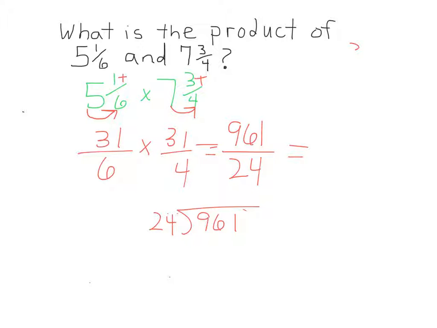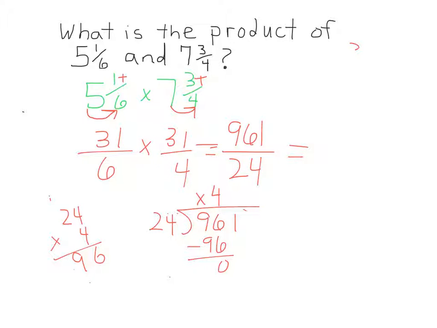So 24 into 96, let me think. I know 25 times 4 is 100, and 96 is close to 100, and 24 is a little less, so I'm going to try 4. So I'm going to try on this side to see. 4 times 4 is 16, 4 times 2 is 8, 9, 96. Oh, it's exactly it. So I know that 24 does not go into 9, but it does go into 96 4 times, and 4 times 24 is 96.